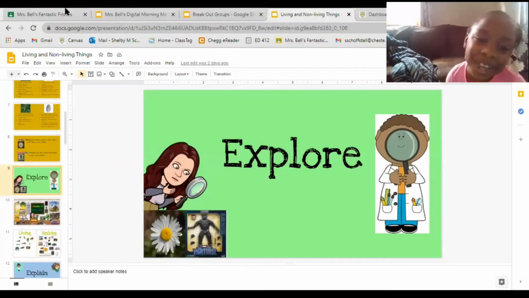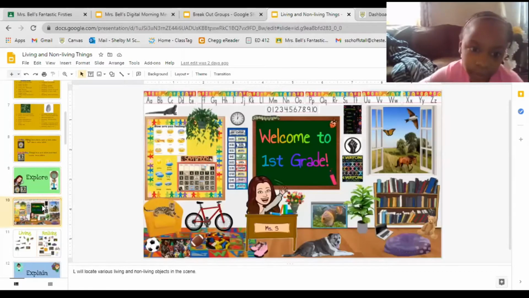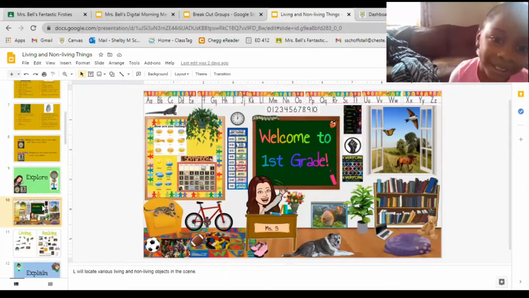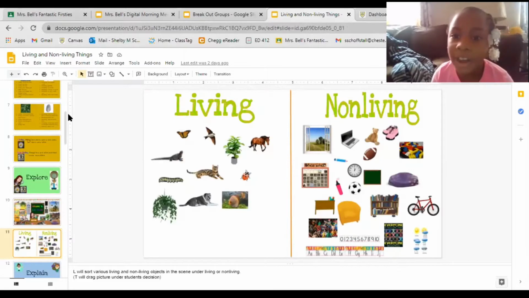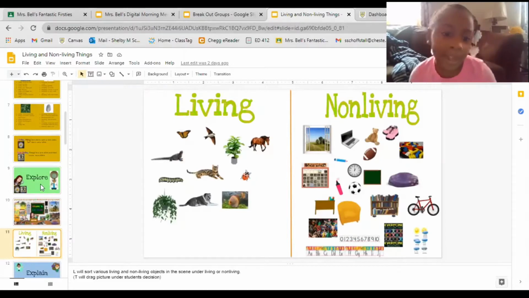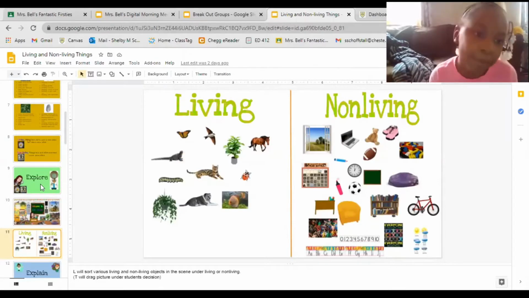Every day of science, we explain and explore. We went on a scavenger hunt in the classroom. We found all these crazy objects like Legos and a bike. There was a cat in the classroom, and then we figured out what is living or non-living. Like a horse is living, but a laptop is non-living.